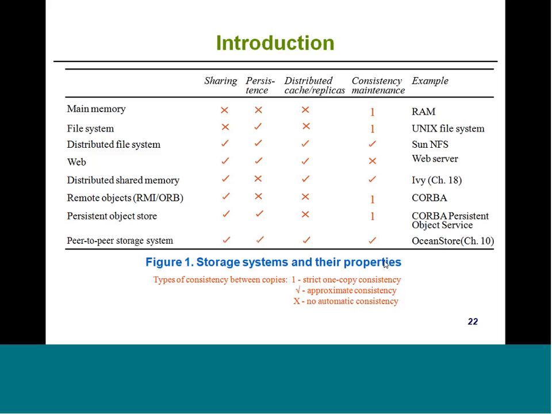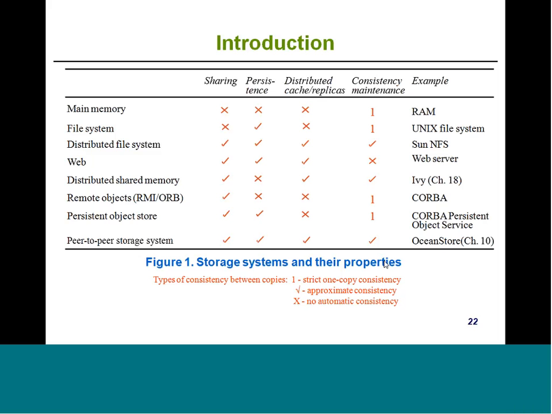So what that means is the main memory is not persistent memory; we don't keep anything after the process gets executed. By nature, main memory is also a very localized memory, so we don't keep any distributed cache or replica, so that's also no. Then consistency maintenance: it tries to maintain consistency, but it's still one copy consistency, so you cannot replicate that copy across multiple main memory systems. Here we call it main memory systems. Examples are RAM, or DDR, those kinds of things.